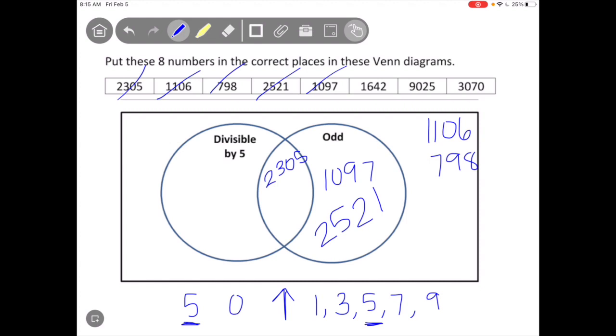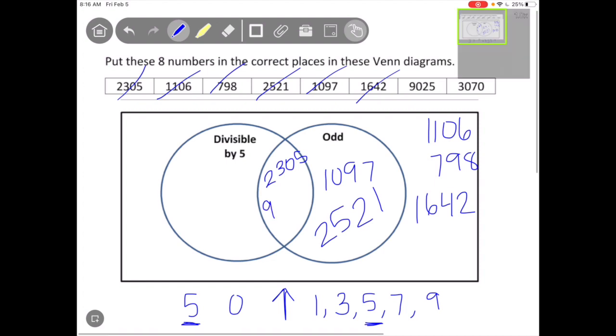Next we have 1,642. Not divisible by 5, not odd. It goes on the outside. Next is 9,025. It ends in a 5. Remember, if it ends in a 5, it goes in the middle because it applies to both.